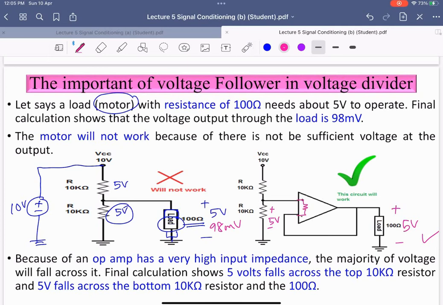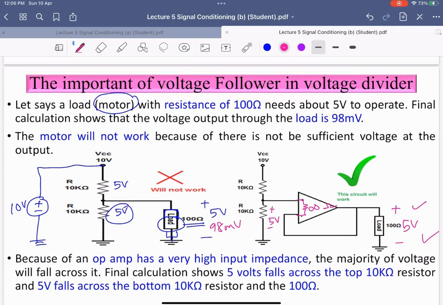Alright, so the concept is this one is the infinity ohm. You will see that when you do some calculation, you will get it. Yeah, in theory you can get 5 volt, but in this case I just want to show you that sometimes you need the voltage follower in order to make the actuator work. Okay, can you get me, guys? The importance of the voltage follower.